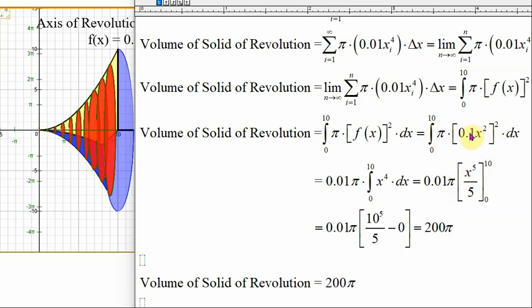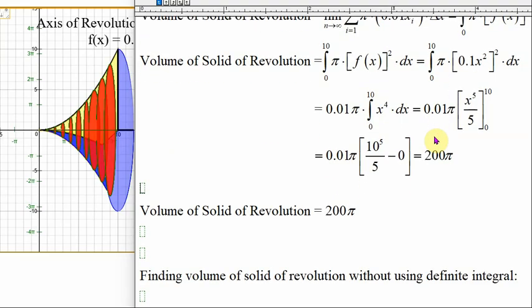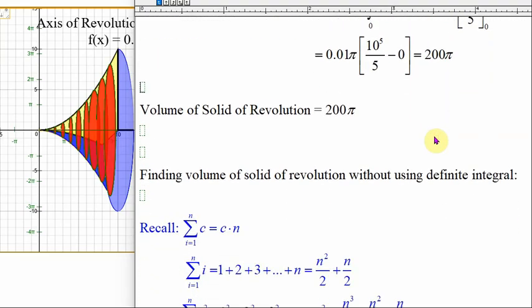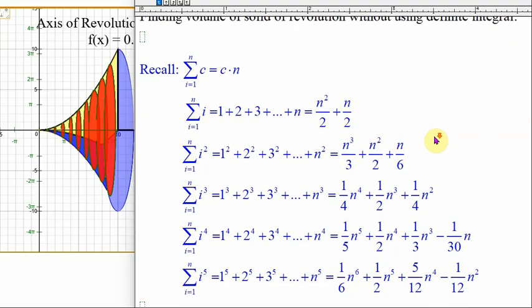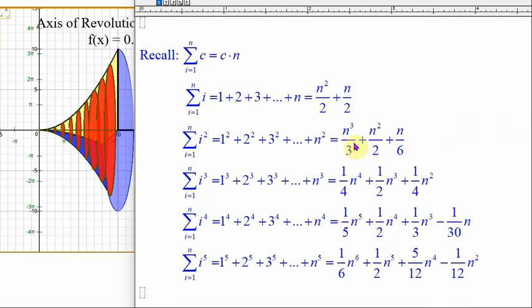For this particular problem, the function is simple enough that we can actually find this limit quantity right here without using the definite integral. And so let's find the volume of the solid of revolution without using the definite integral. And to do that, we're going to need one of these formulas right here.